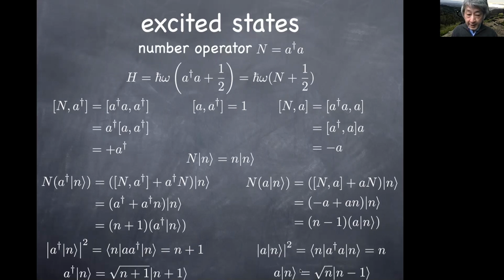So now I learned how I go up and down in the eigenvalues of N using the annihilation operator and the creation operator. So any questions about this?